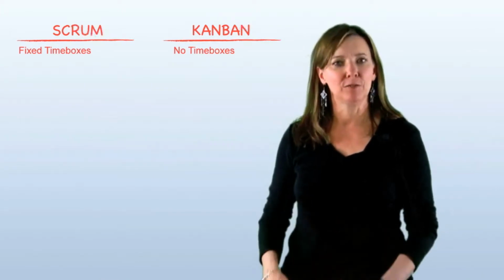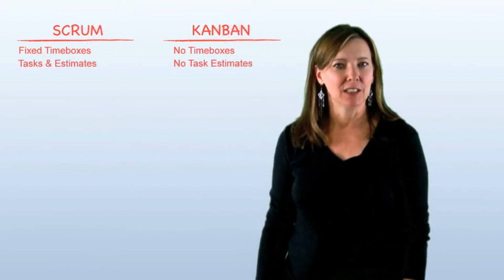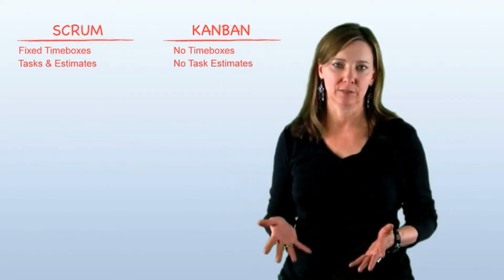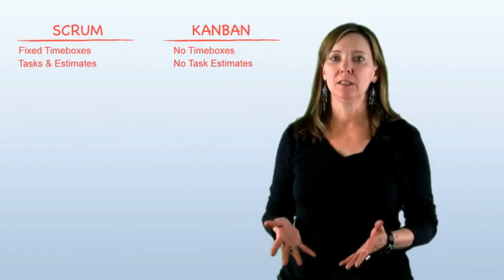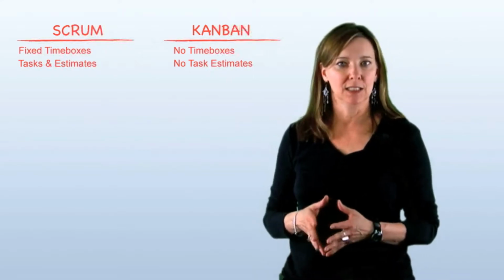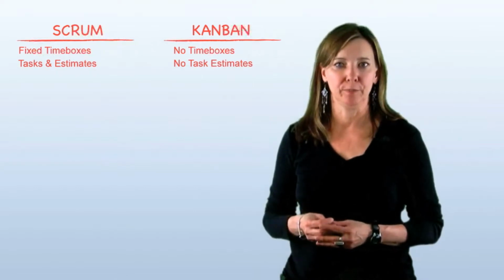In the planning meeting for Scrum, the team does some work called tasking and estimating to figure out how much work they can get done within the time box to deliver an increment. Kanban does not have the activity of tasks and estimates. The team simply takes the next item to work on and starts working on it.